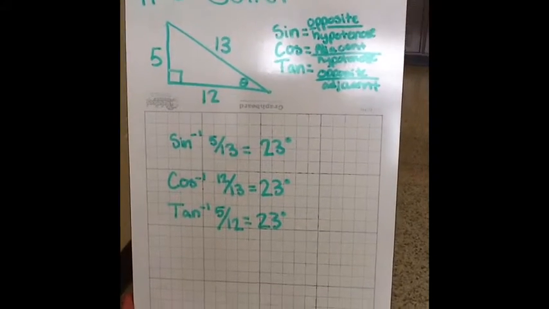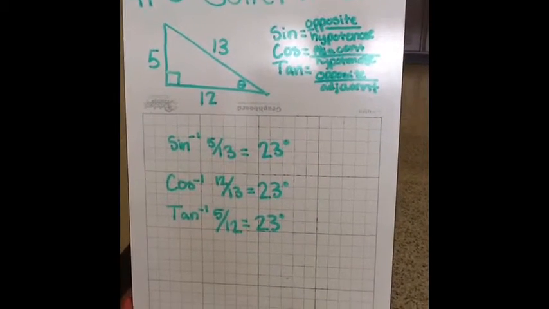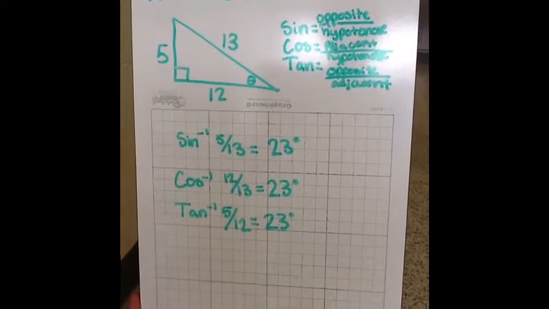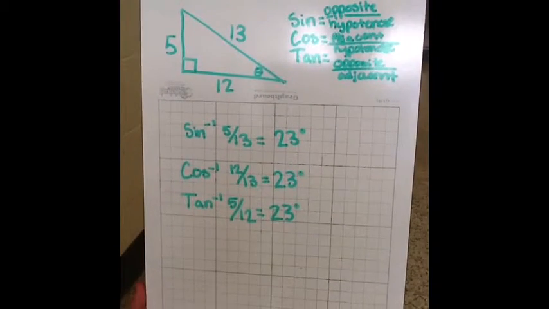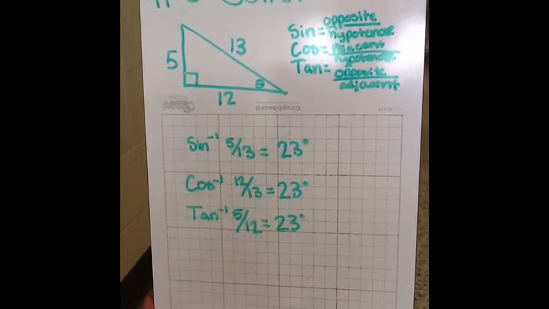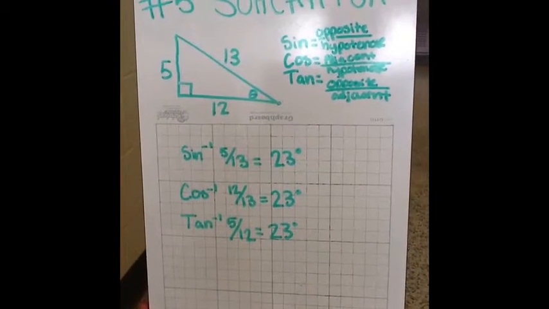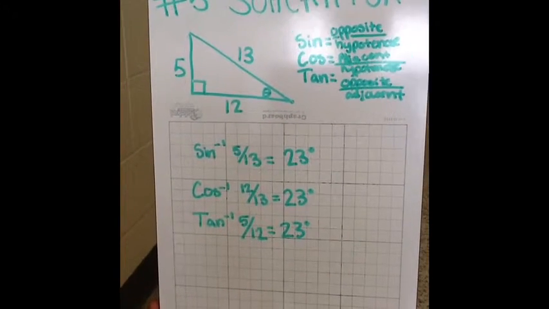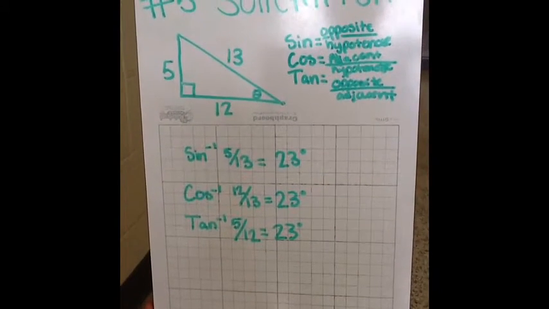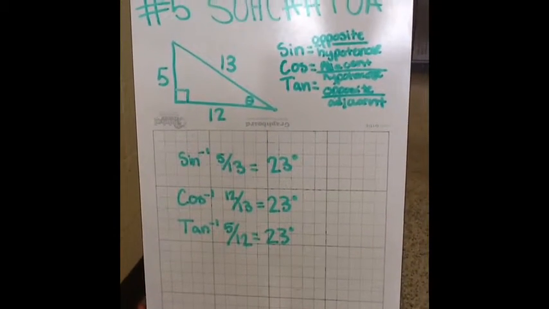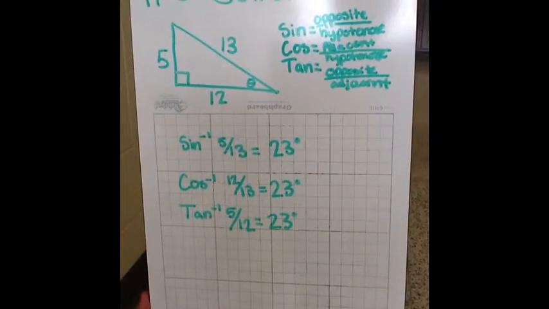Number 5, SOHCAHTOA. SOHCAHTOA stands for the 3 different trigonometry ratios. S stands for sine, which is opposite over hypotenuse. C stands for cosine, which is adjacent over hypotenuse. And the T stands for tangent, which is opposite over adjacent.